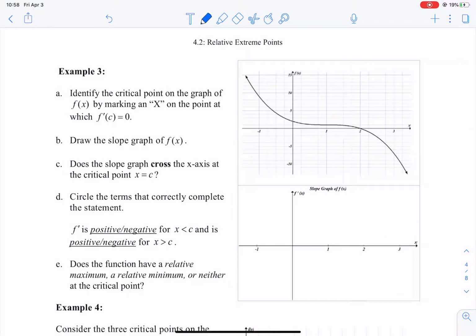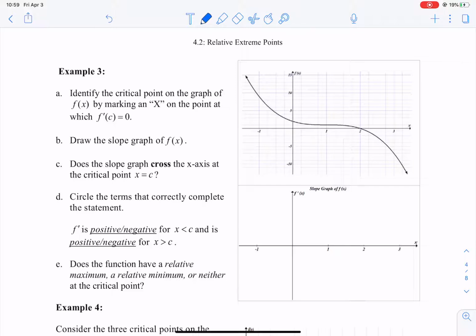So next, please finish example 3. Pause the video here. The first one, this is the function graph that is given, and it asks you to highlight all the critical points.